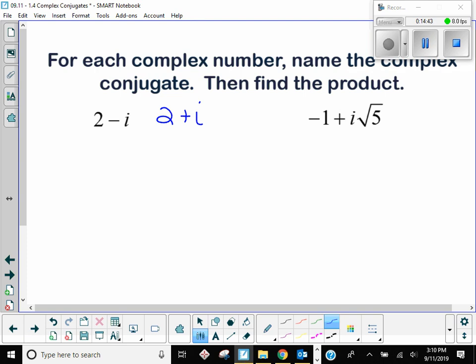Raise your hand if you wrote that. All right, 2 plus i is correct. So that's the first part of the problem. For each complex number, name the complex conjugate. And now we're going to find the product of them.